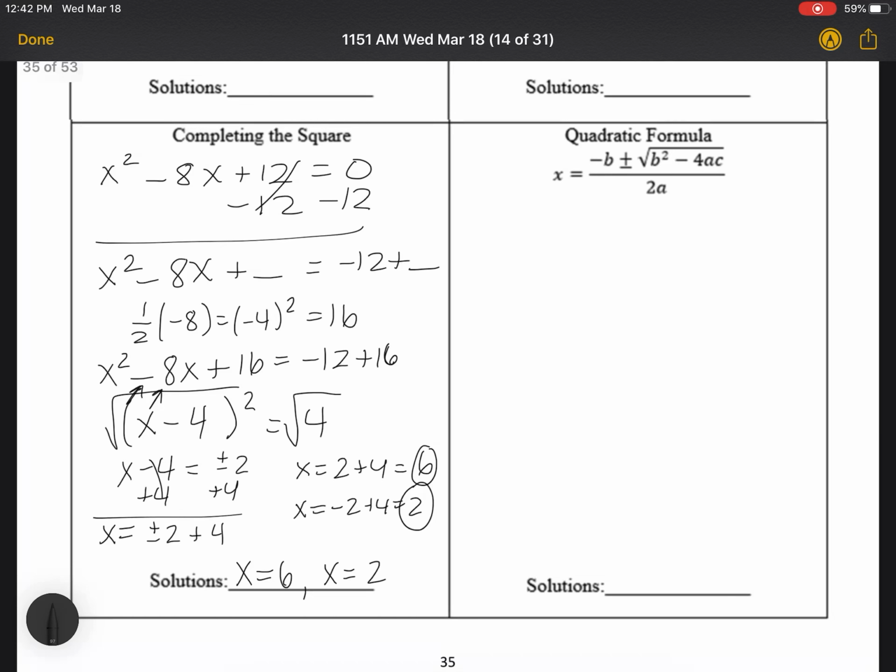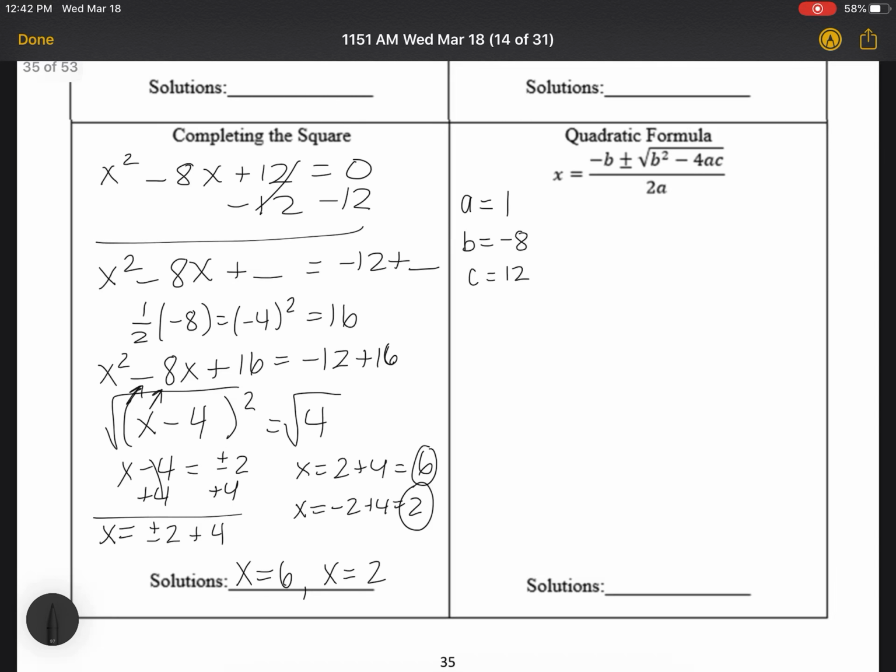Okay, finally using quadratic formula. Remember, quadratic formula requires you to know those a, b, and c values, and then you're just plugging into the formula that's given here. Again, that formula will be given to you on your exam, so no need to memorize it. Alright, a value in front of x squared is 1. B value in front of x is negative 8. Constant is 12.